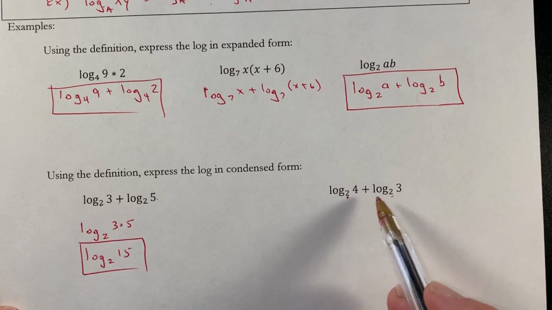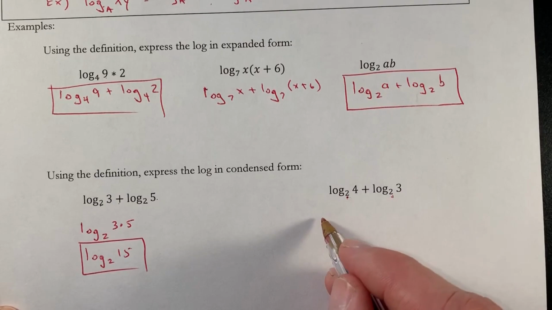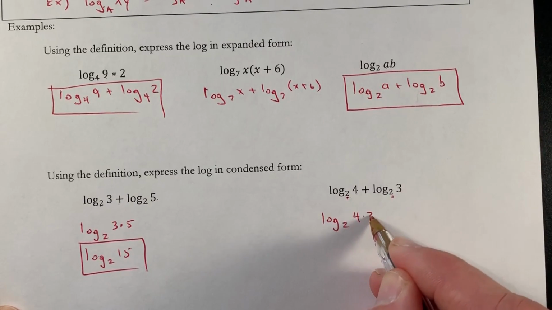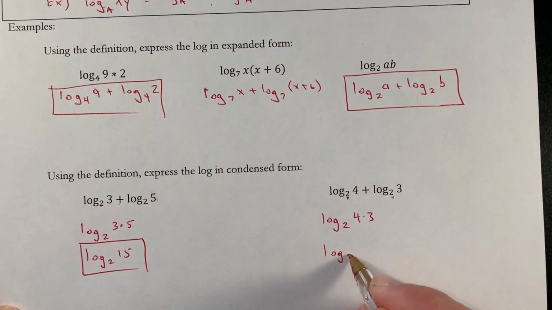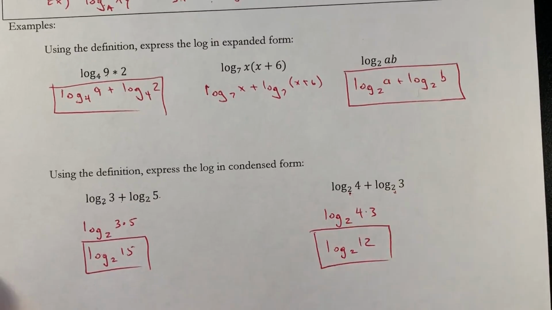Okay, once again, we have the same base on our logarithms, so we can condense by multiplying the arguments. Log base 2 of 4 times 3, which is log base 2 of 12.